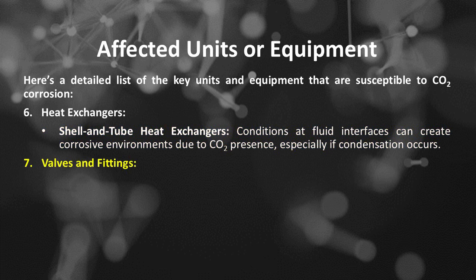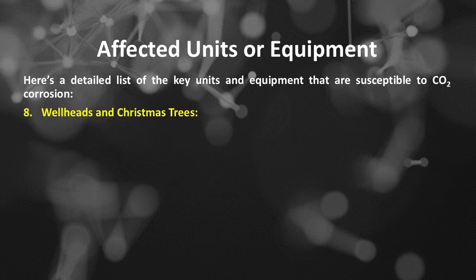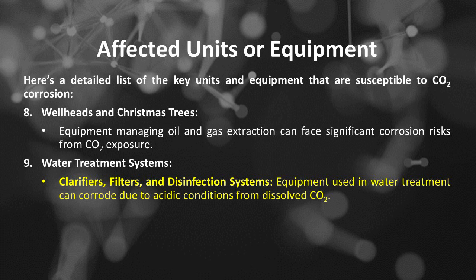Number 7 is valves and fittings. Gate valves, ball valves, flanges, and other fittings, prone to localized corrosion, especially in stagnant areas of piping systems. Number 8 is wellheads and Christmas trees. Equipment managing oil and gas extraction can face significant corrosion risks from CO2 exposure. Number 9 is water treatment systems. Clarifiers, filters, and disinfection systems. Equipment used in water treatment can corrode due to acidic conditions from dissolved CO2.